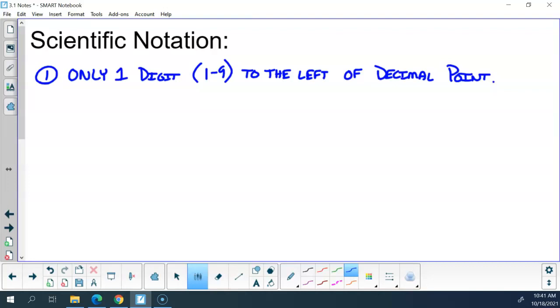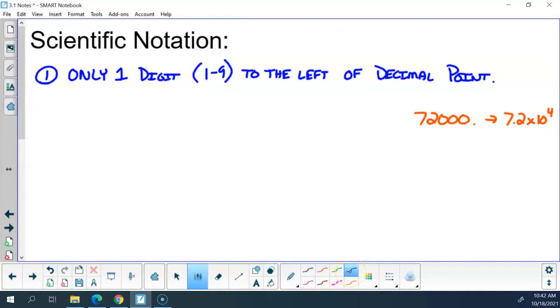So what I mean by that is, if we had the number 72,000, right there's my decimal point. I've got 5 digits to the left of the decimal point. So this would become 7.2 times 10 to the 4th in scientific notation. Now there's only one digit to the left.